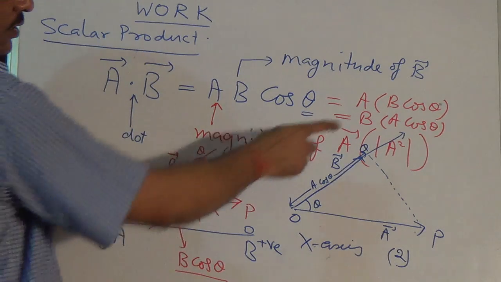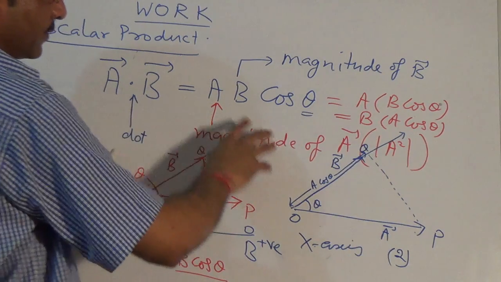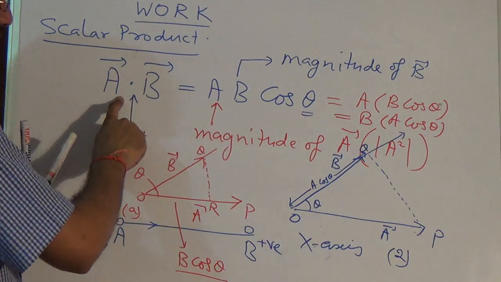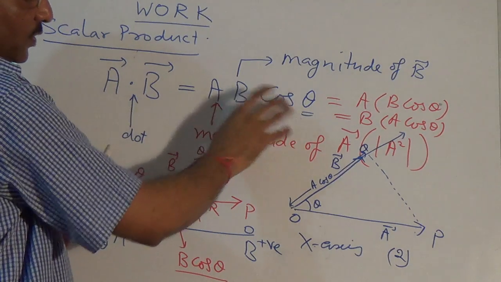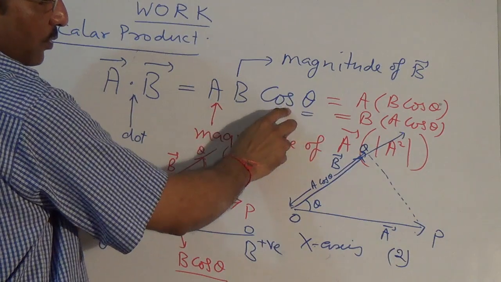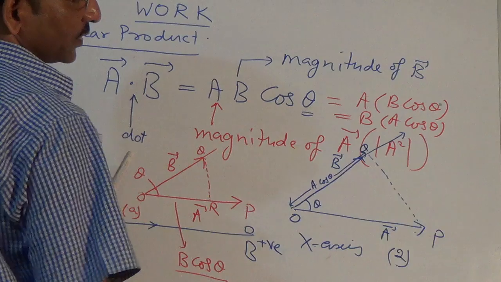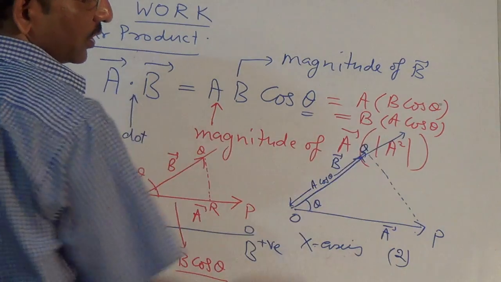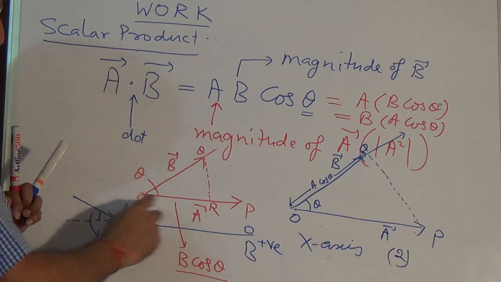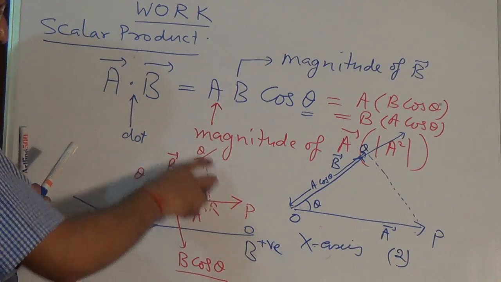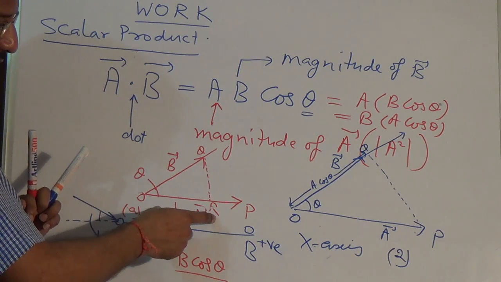The point was related to B cos theta and A cos theta. What does it mean? In general we write a scalar product A dot B is equal to AB cos theta. Further we write this AB cos theta in two ways. One is A times B cos theta. Second, B times A cos theta. It means, according to this picture, this is vector A, this is vector B. Vector B is making an angle theta with vector A.